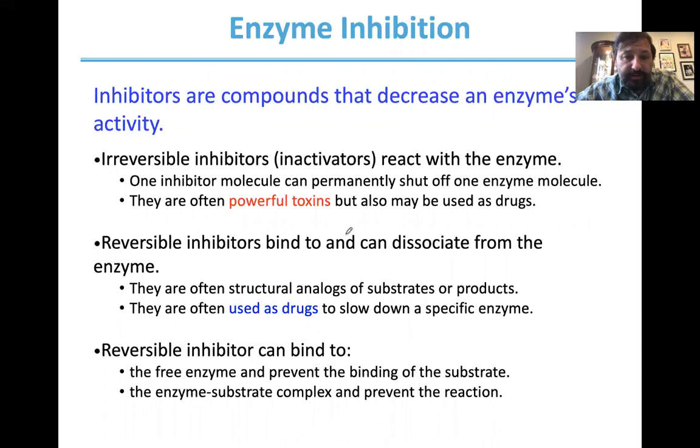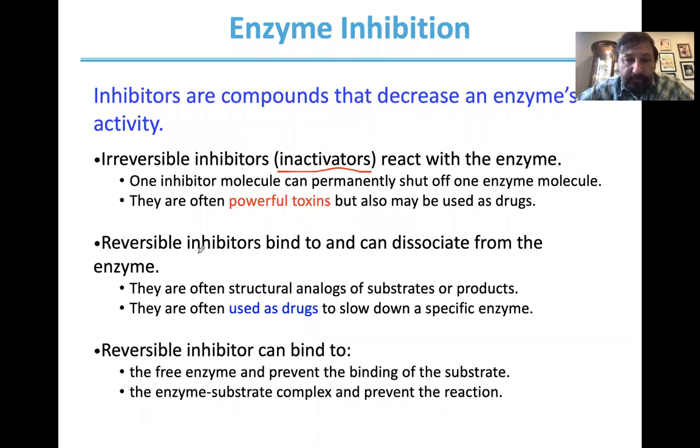And so there are what are known as irreversible inhibitors. We'll talk about those in a moment. Irreversible inhibitors are basically molecules which will inactivate the enzyme. They will react covalently with one of the amino acids at the active site and kill it, basically. So one molecule of inhibitor is sufficient to kill one molecule of the enzyme, extremely efficient.